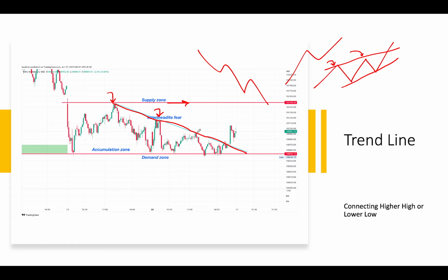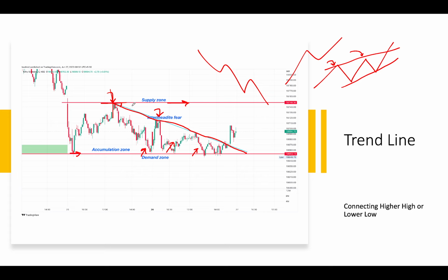Okay, and at the lower side, this is a support zone, where it is taking support every time it comes to this zone. The trend line basically defines the direction, because if we see this trend line, its theta is actually negative. That means it is in a downtrend.